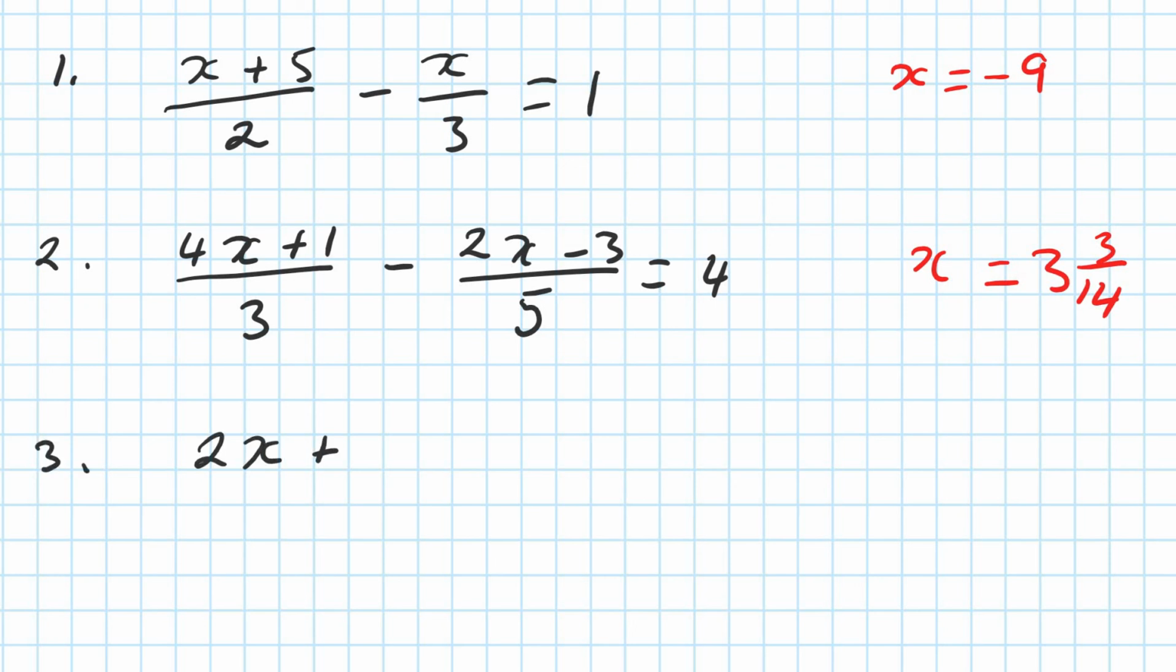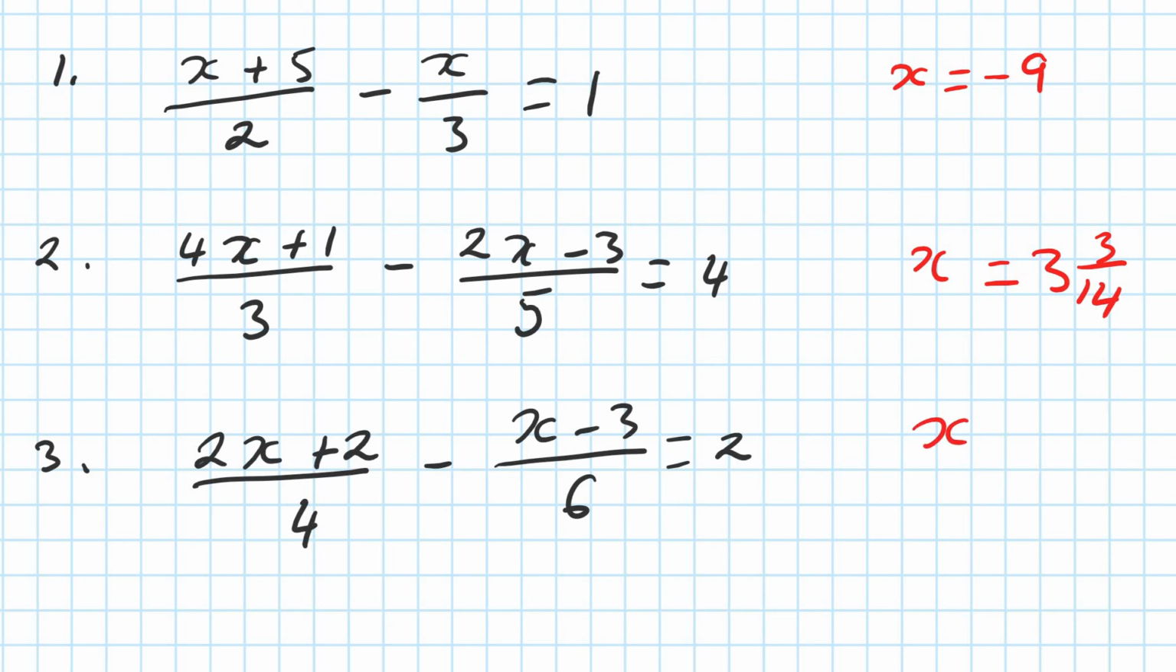Now, last one, number 3: 2x plus 2 all over 4 minus x minus 3 all over 6 is equal to 2, and the answer for this is x is equal to 3. Please try those, see if you get the same answers on the right hand side here.